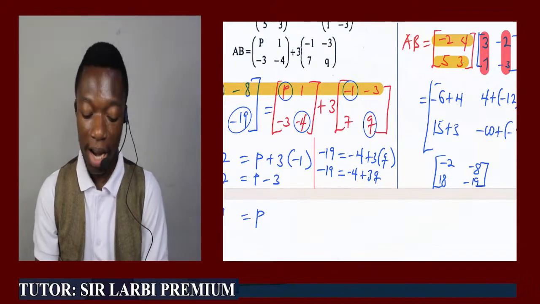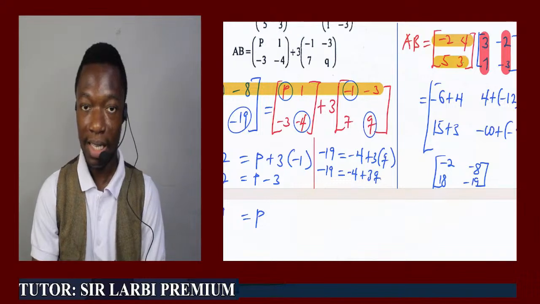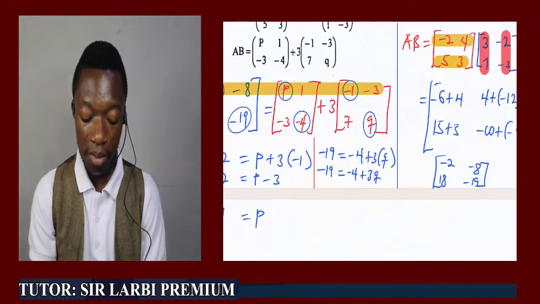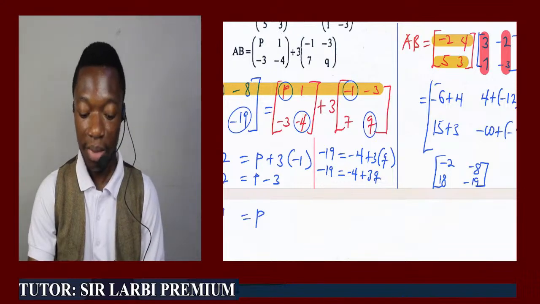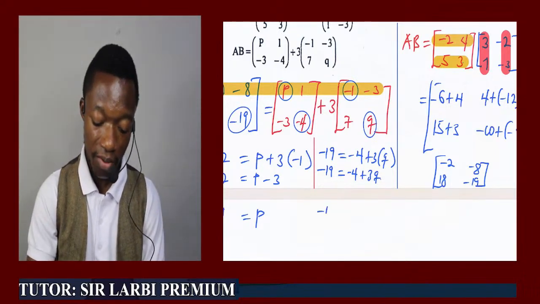So now you want to group like terms. The negative 4 will join negative 19, and you're supposed to get what? Negative, because when they join, they become positive. So negative 19 plus 4 will give me negative 15. So I'll have here negative 15 to be equal to what?